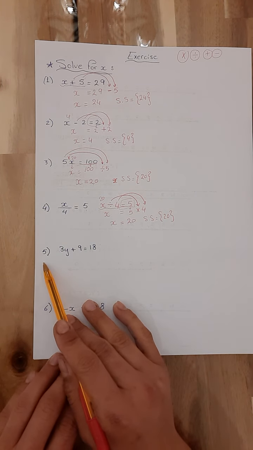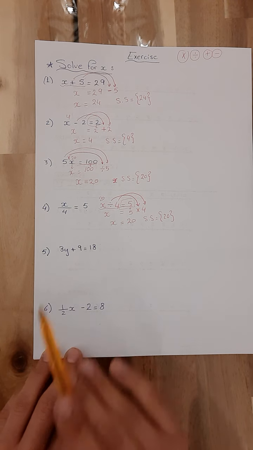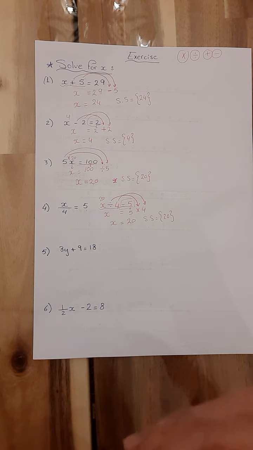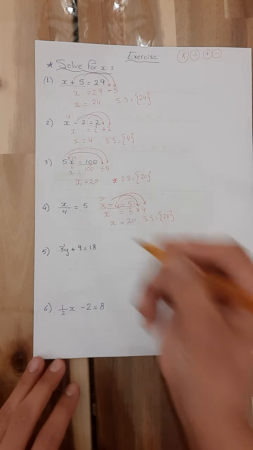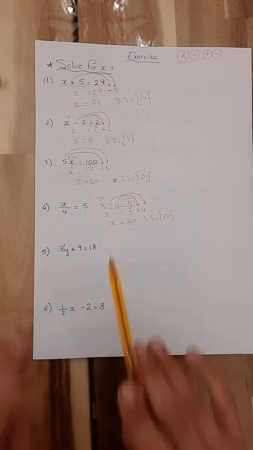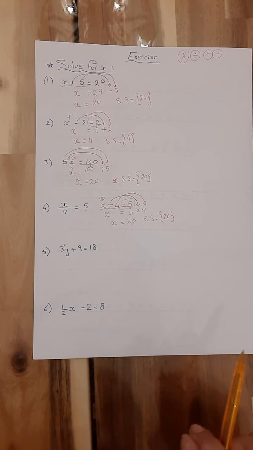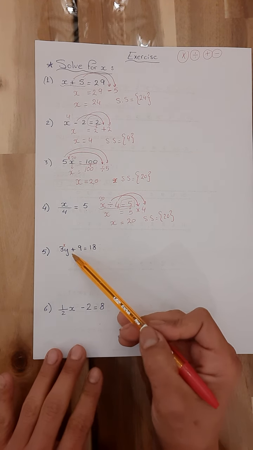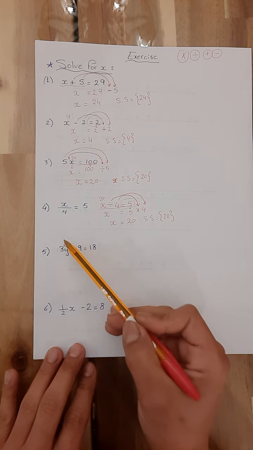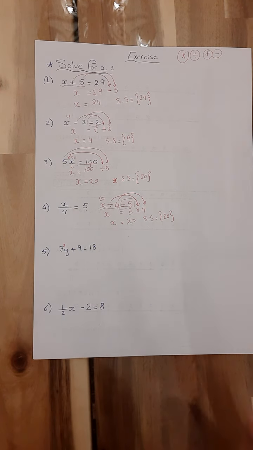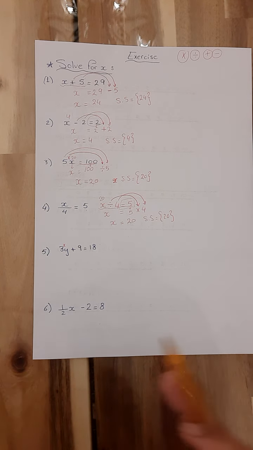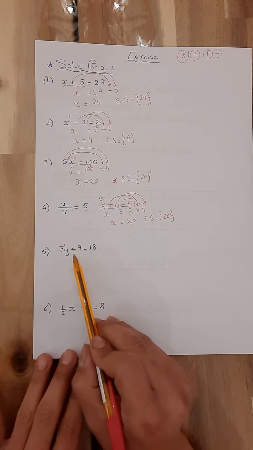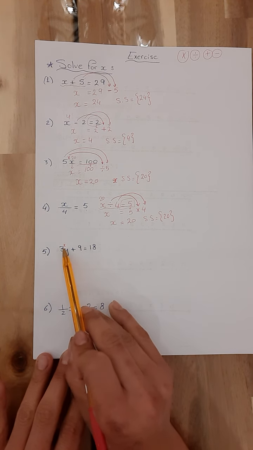Number 5, concentrate here. 3y plus 9 equal 18. The first thing to do, 3y means 3 times y. Look here. Here we have 2 operations, and beside each operation there is a number. And all I want here is to find y. Okay, so this plus 9 must go there, and this times 3 must go there, and finish. Right? Right. But here we have 2 in 1. 2 problems in 1 problem. Which one am I going to start with? Am I going to start with plus 9 or times 3?